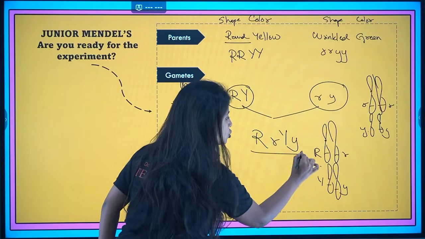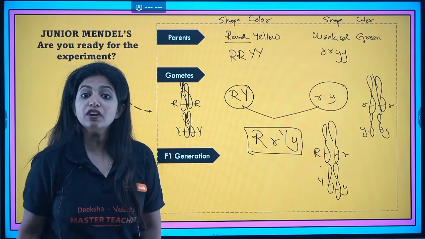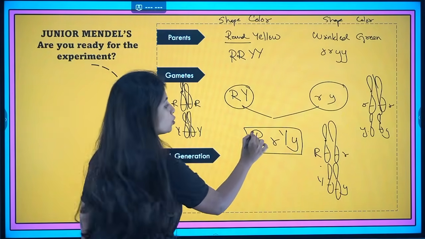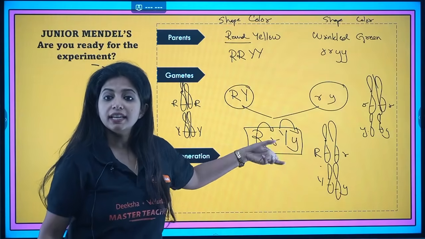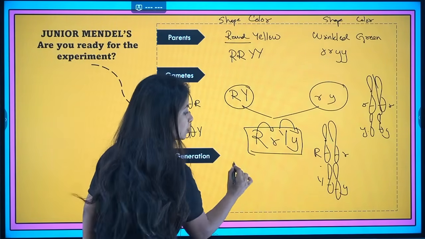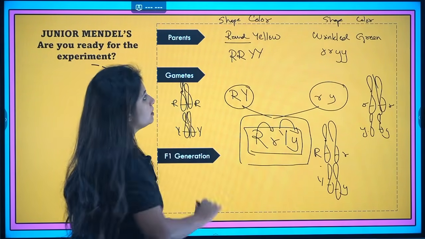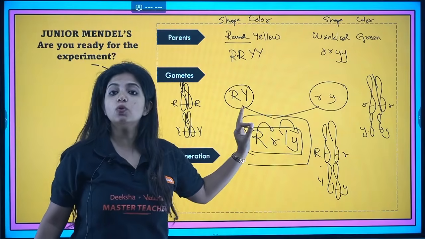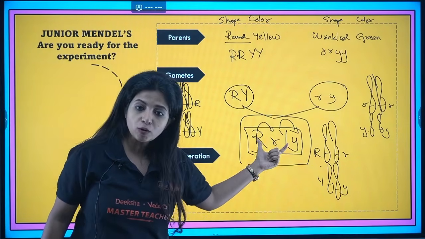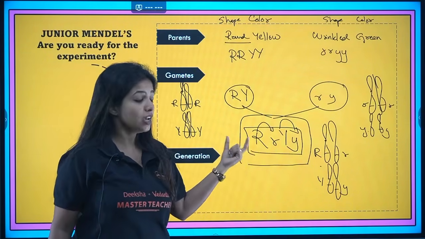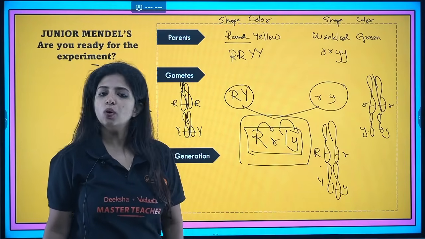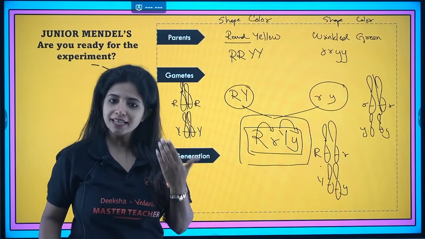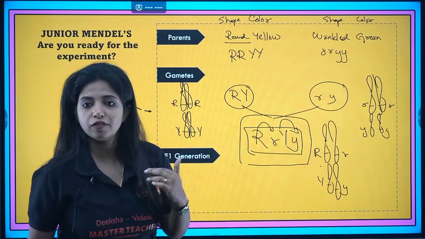So in the first generation that you see, every single plant is going to show round and yellow character. That means only the dominant characters are being seen. Round and yellow is the dominant character. That is the only thing that is being seen. But is it homozygous? No, it is heterozygous. Now we have two different alleles for two different characters. So Mendel thought, why not cross it? This is known as selfing. And then he went ahead with the selfing process.